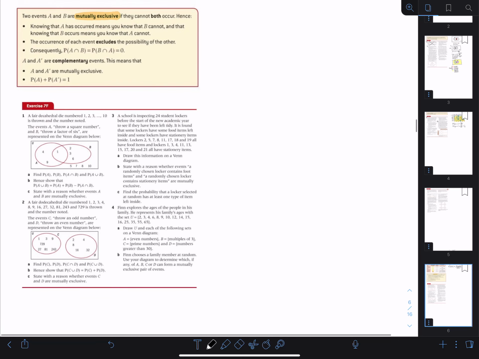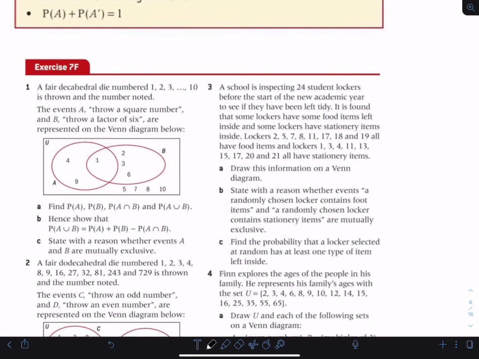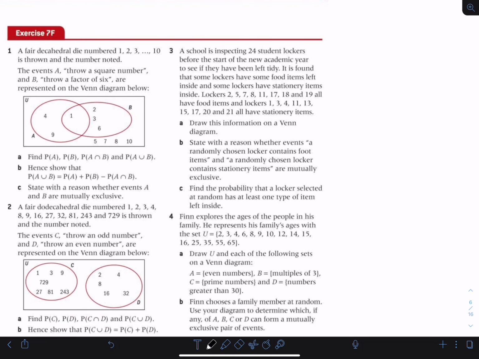So a little example here. I like the looks of one because it already has the diagram for me. A fair decahedral die numbered 1 through 10 is thrown and the number noted. The events: A, throw a square number. So 1, 4, 9 are the three possibilities. And B, throw a factor of 6. So factors are 1, 2, 3, and 6. Okay, so they've done it for us. And all the other numbers that are possible are 5, 7, 8, 10. See how they kind of listed them off and put them in a little table? Very nice.